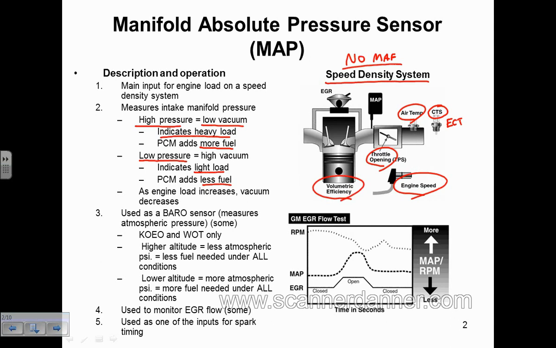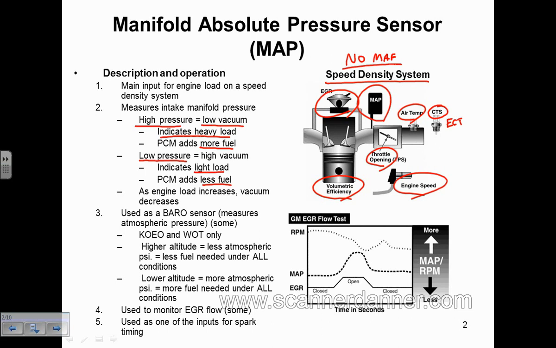Cam design, number of valves per cylinder, bore and stroke, turbo, non-turbo, and then of course some EGR gases that are going to dilute the airflow in that cylinder, right? If we dump EGR gases into a cylinder, you're not going to draw in as much fresh air. And then the MAP sensor, of course, is your big player in there.